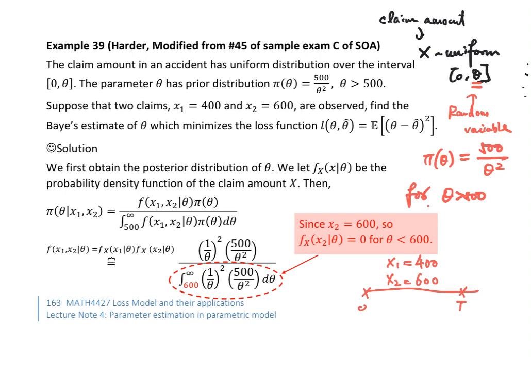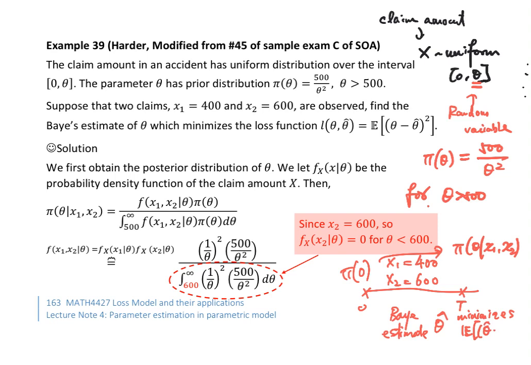Given this, you can use it to update your conjecture on your theta. The question here is, given this updated distribution, I want you to give a guess on the value of theta. That is, I want to get this Bayes estimate, and I want to minimize this Euclidean distance.